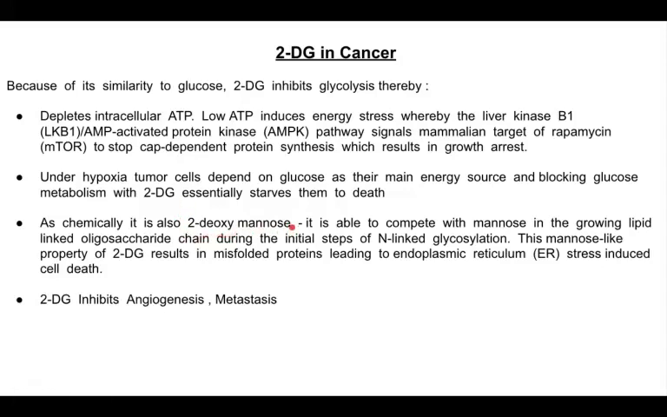Chemically, it is also 2-deoxymannose, and it competes with mannose in the growing lipid-linked oligosaccharide chain during the initial steps of N-linked glycosylation. And this mannose-like property of 2DG results in misfolded proteins, leading to endoplasmic reticulum stress-induced cell death. 2DG also plays a role in inhibiting angiogenesis and metastasis.